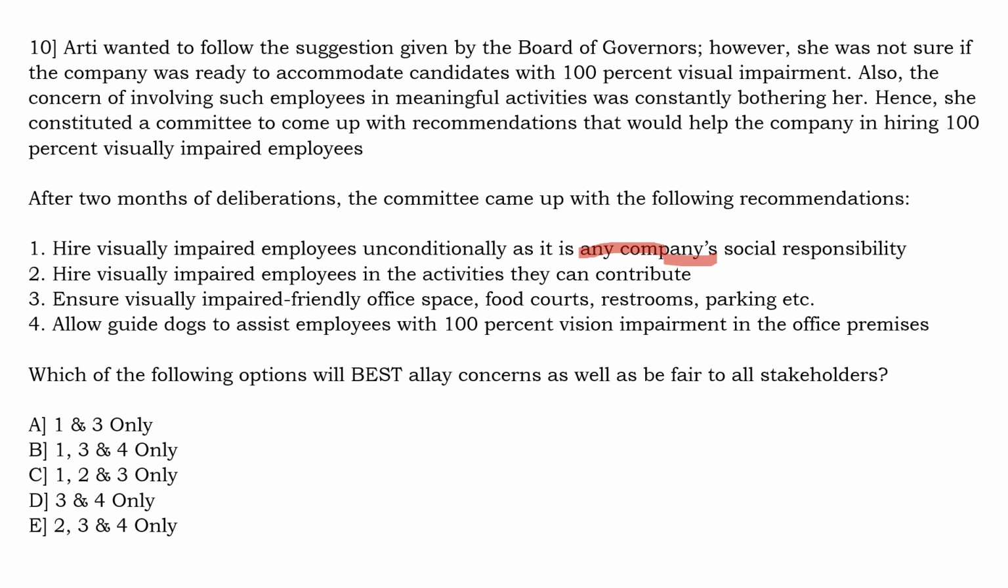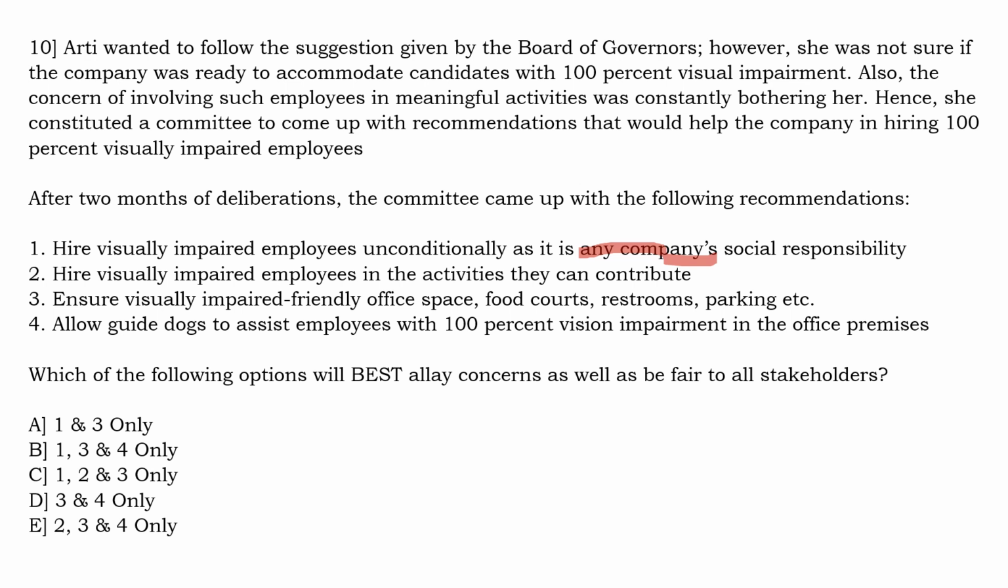So if the committee says that there are certain activities in which they can contribute, this is definitely going to remove the concern of the CEO. Then option 3, ensure visually impaired people friendly office space, food courts, restrooms, etc. So this will remove the concerns of the future employees who are going to be visually impaired.